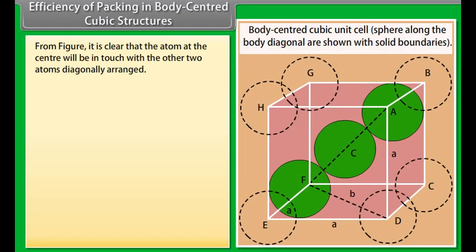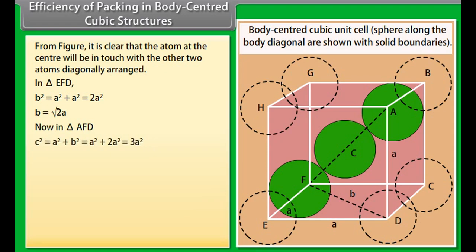Efficiency of packing in body-centered cubic structures. From the figure it is clear that the atom at the center will be in touch with the other two atoms diagonally arranged. In triangle EFD, B square is equal to A square plus A square, which is equal to 2A square. B is equal to square root 2 A. Now in triangle AFD, C square is equal to A square plus B square, which equals A square plus 2A square, which equals 3A square. C is equal to square root 3 A.